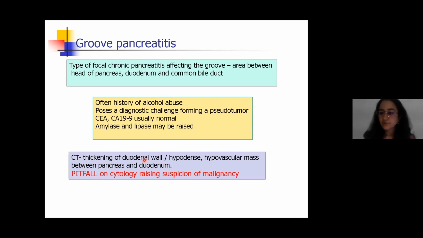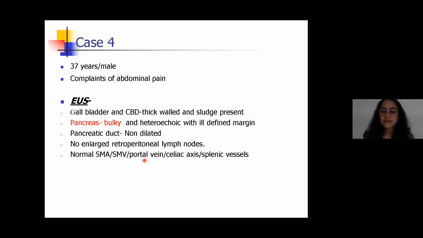So that is where the importance of knowing about this lesion lies. Going to the last case, that is case 4. This is a 37-year-old male who complained of abdominal pain. The gallbladder and CBD were thick-walled. Pancreas was bulky and heteroechoic with ill-defined margin. It was diffusely enlarged. Pancreatic duct was not dilated. There were no enlarged lymph nodes, and the vessels were normal.